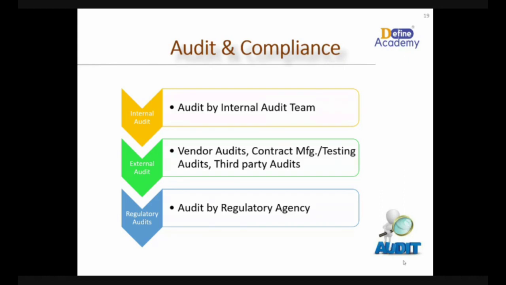Like US FDA audit, EU GMP. EU GMP means all the European countries. PICS, more than 52 countries are there under PICS. TGA, Therapeutic Goods Administration, that is related to Australia. In Brazil, ANVISA is there. So many different regulatory bodies are there.